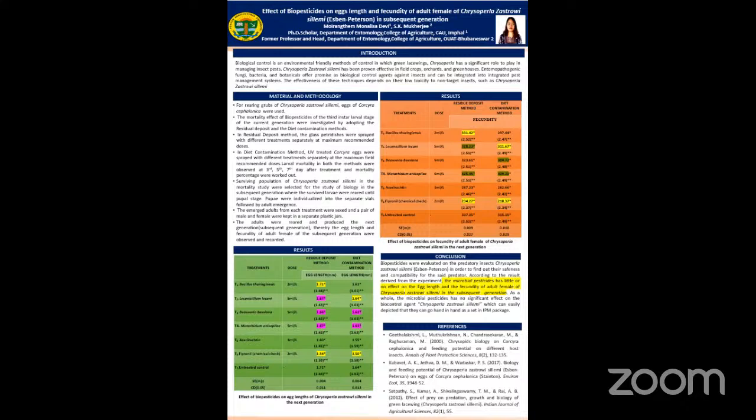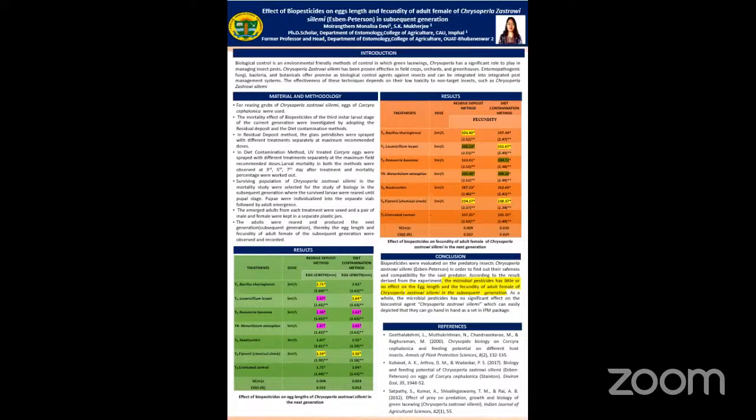The treatments were Bacillus thuringiensis, Lecanicillium lecanii, Beauveria bassiana, Metarhizium anisopliae, azadirachtin, fipronil, and the untreated control. These are the treatments used in the experiment. In the residue deposit method, the maximum egg length was observed in Bacillus thuringiensis, that is 1.71 millimeter, which is at par with the untreated control, that is 1.71. Here we can see it in the slide.